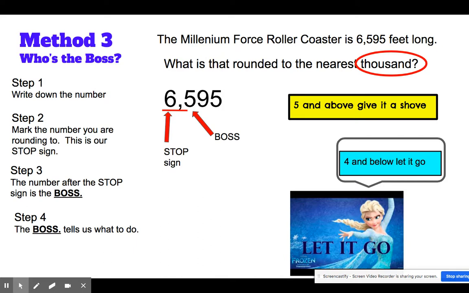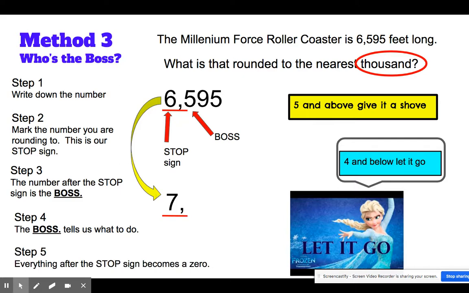So again, the boss will tell you to do 2 things. If the number is 5 and above, you give it a shove. If it's 4 and below, let it go. In our case, the boss is a 5, so that falls into the category of 5 and above. So the boss tells the 6 to give it a shove, and we're going to be shoving it up 1 digit. So that 6 is now going to become a 7. We're rounding it up to 7.